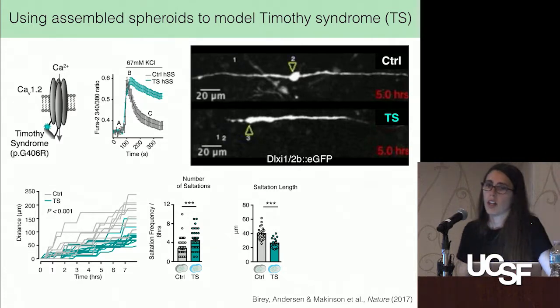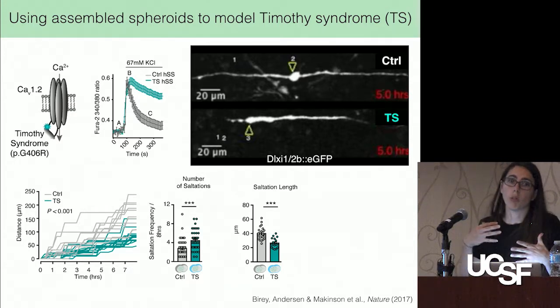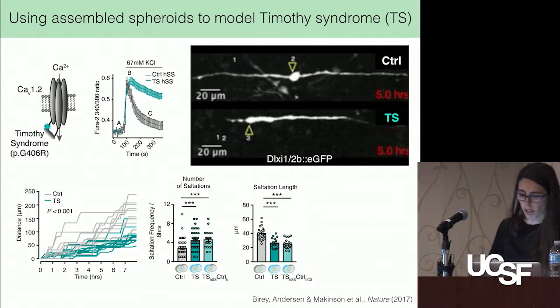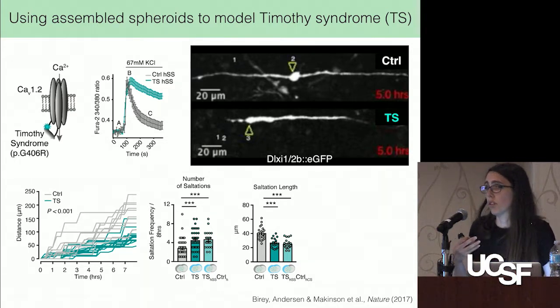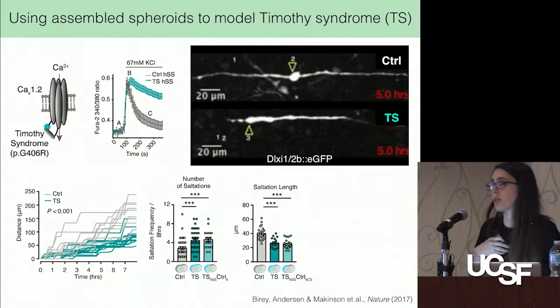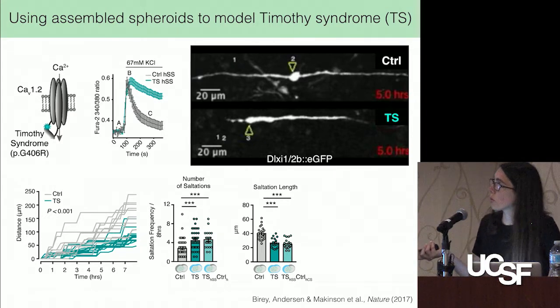And because we can separately generate these spheres, we can actually create hybrid systems where we can put a control cortical and a TS subpallial spheroid to try to assess the cell autonomy of the phenotype. And so when we do that, we can see that this is a cell autonomous effect. So the defect is not in the cortex, it's the interneurons themselves that have the phenotype, because the phenotype doesn't change when we do that.